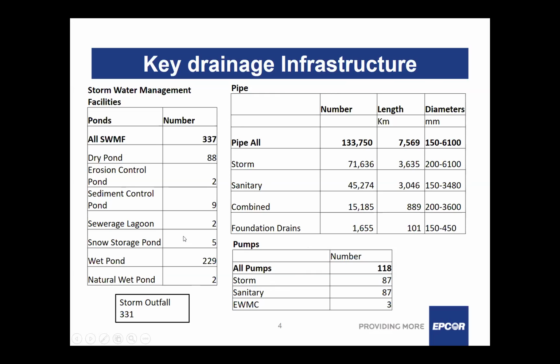All in all, we have 331 outfalls. These are storm outfalls. There's one combined outfall, but we've in the meantime converted it a little bit to take only combined sewer overflow.